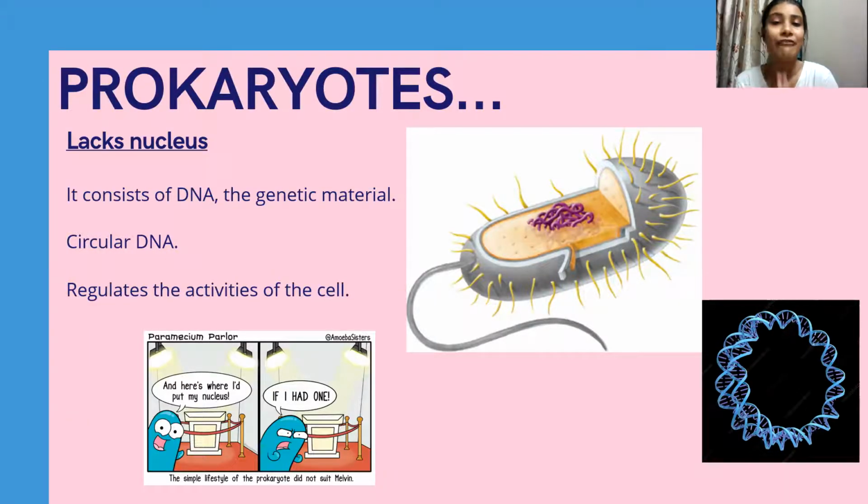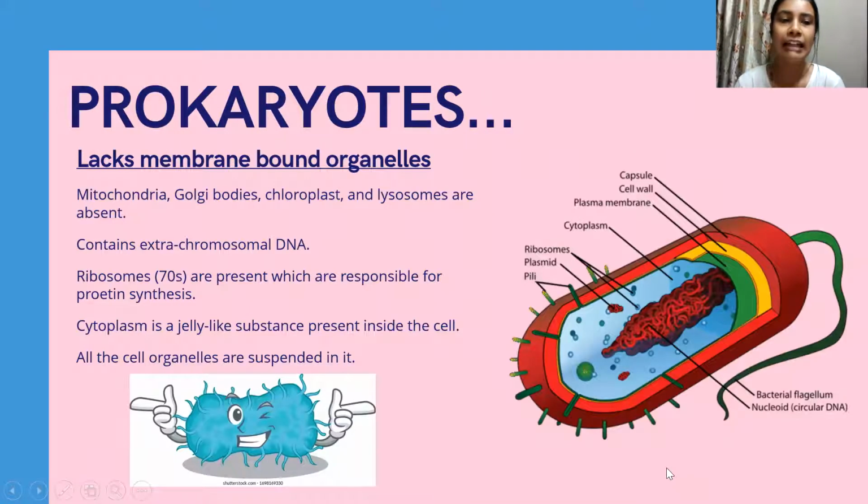They do not have any nucleus. It consists of DNA, because every organism does have genetic material. So do prokaryotes. But they do not have any particular envelope or particular organelle devoted to the DNA or enclosing it. Another major character of prokaryotes is that they have circular DNA. A very fascinating one, isn't it? Then we have another feature, that is they lack membrane-bound organelles. They do not have any organelles which have a membrane.